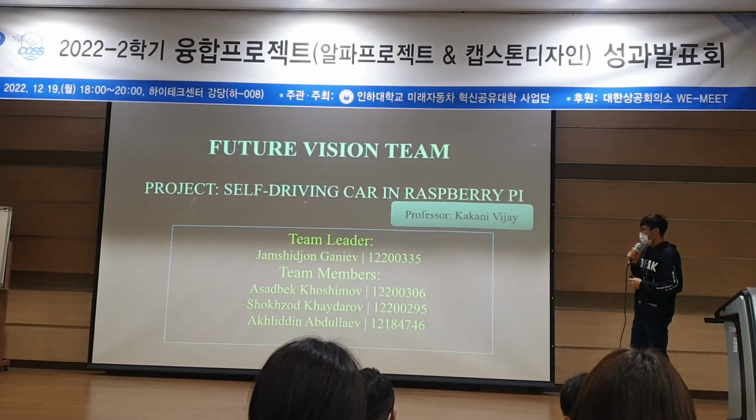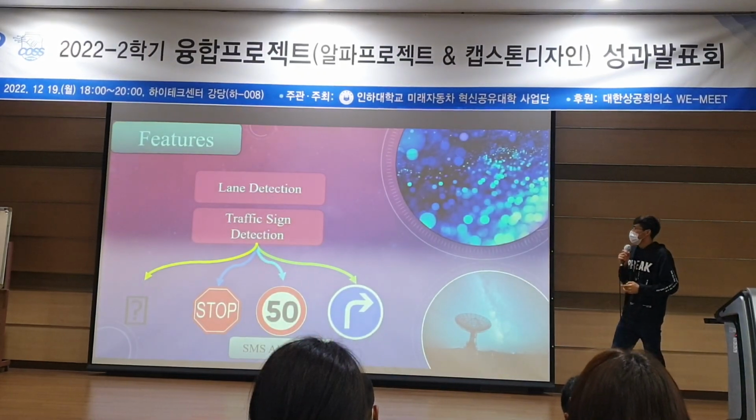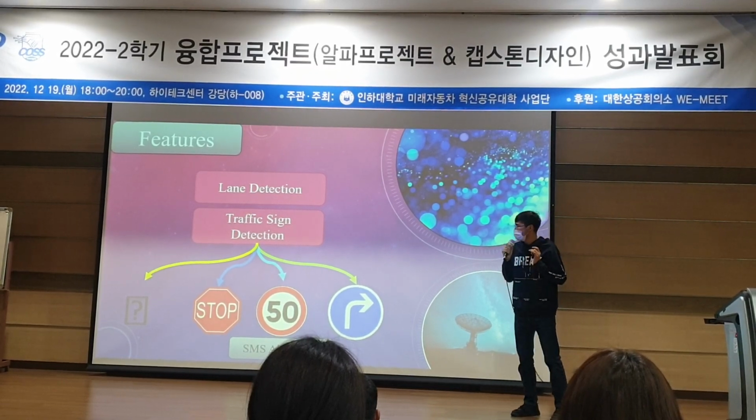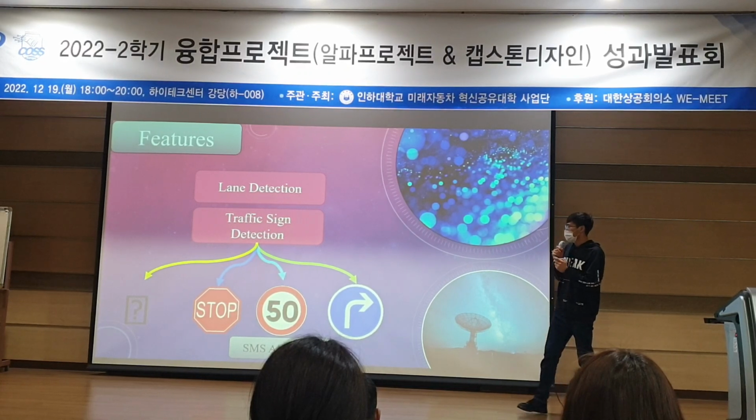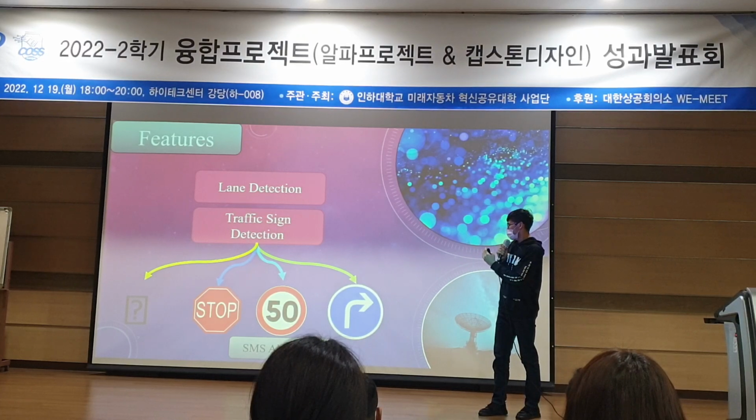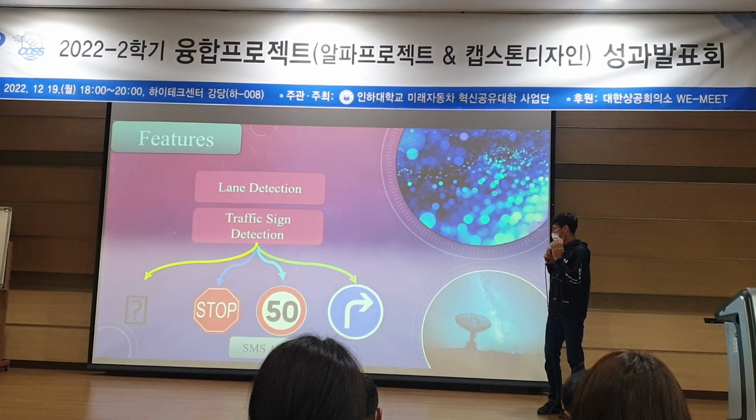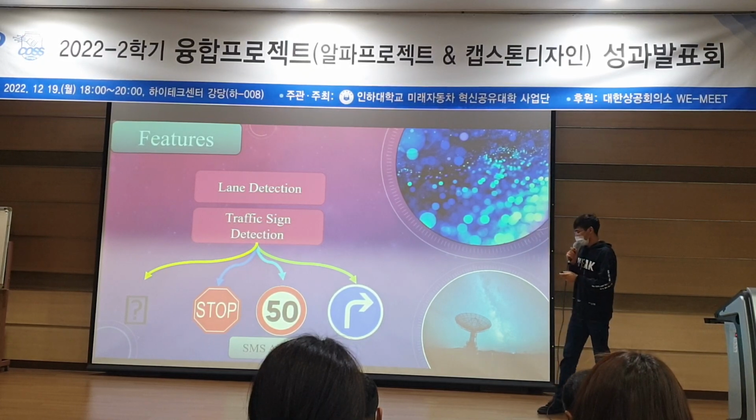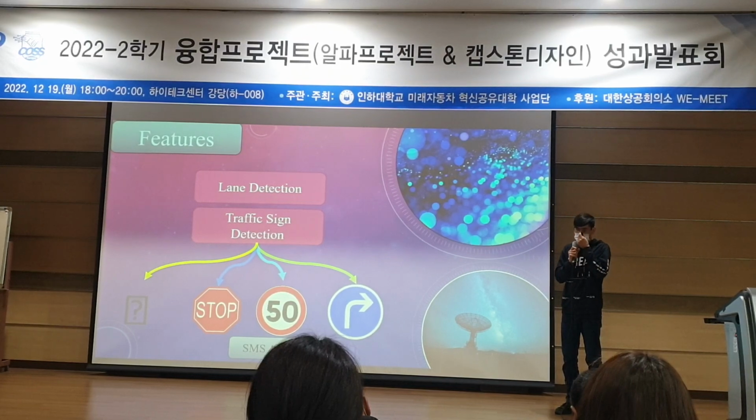As you can see, our team consists of 4 members, and this is Vijay and Kakani. When it comes to features, we have only 2: first, lane detection, and next, traffic sign detection. The traffic sign detection includes 4 different kinds of detection: stop sign detection, speed sign detection, parking sign detection, and right turn sign detection. For the parking sign, we will have an SMS alert after the car is automatically parked.